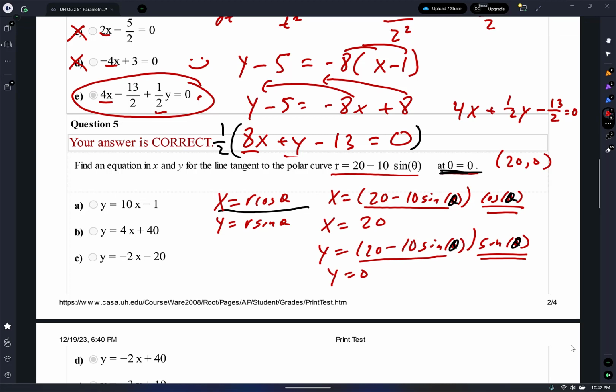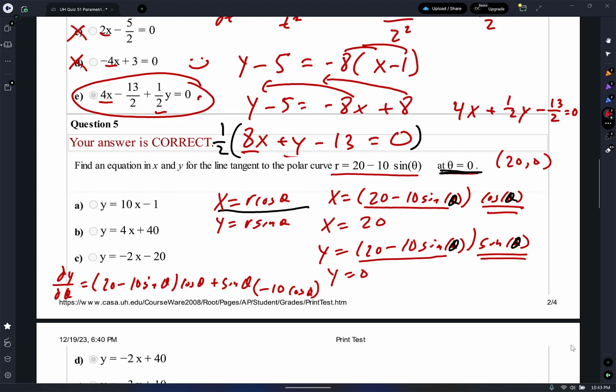So I'm finding my dy/d theta first. So first, 20 minus 10 sine theta times the derivative of the second. The derivative of sine is cosine. Plus second times the derivative of the first. And the derivative of negative 10 sine theta is negative 10 cosine theta. All right, there it is.